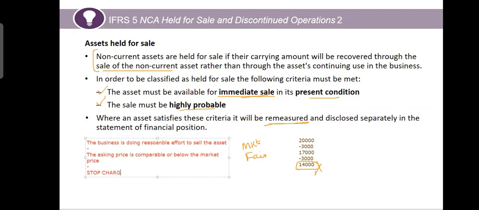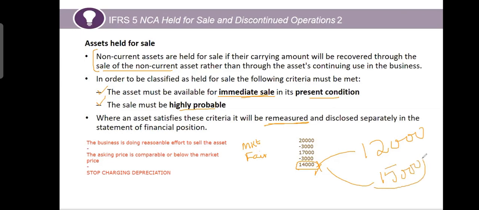Stop charging depreciation. This is where you can manipulate. This is where you can manipulate. It means that when you classify an asset as a non-current asset held for sale under IFRS 5, what you should do is revalue the asset. So before it was 20,000, 14,000, you say no, in the market we think that we can only sell it for 12,000, or maybe you can make it 15,000, whatever. You remeasure it and you transfer it to another account, which is called your disposal account, where you think that this is for disposal, and you stop calculating depreciation.